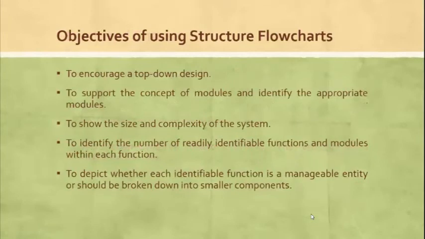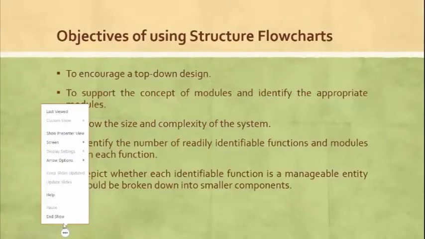So what are the objectives of using structure flowcharts? So first is to encourage a top-down design. Second is to support the concept of modules and identify the appropriate modules. Third is to show the size and complexity of a system. Fourth is to identify the number of readily identifiable functions and modules within each function. And lastly is to depict whether each identifiable function is a manageable entity or should be broken down into smaller components.